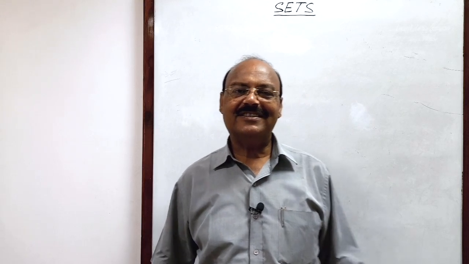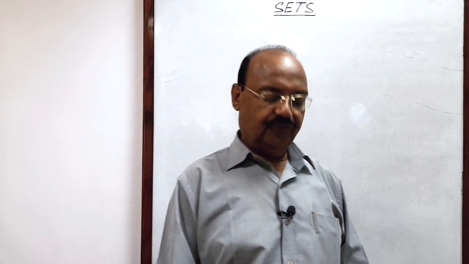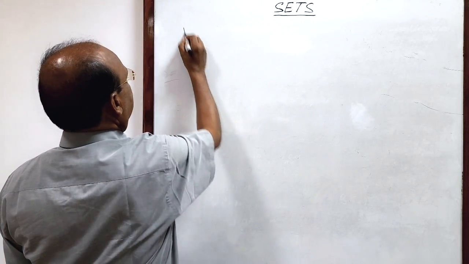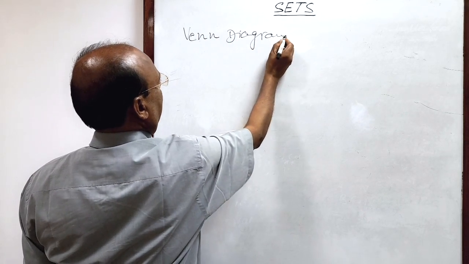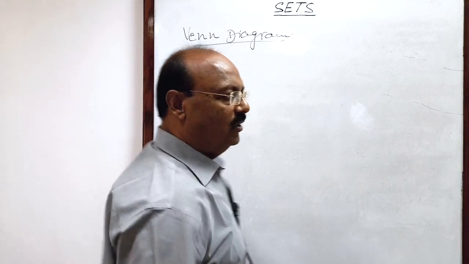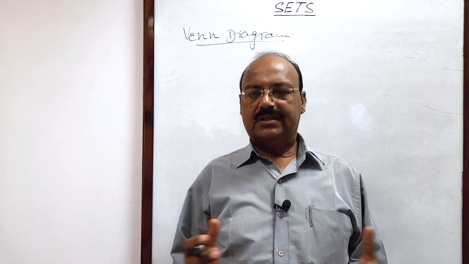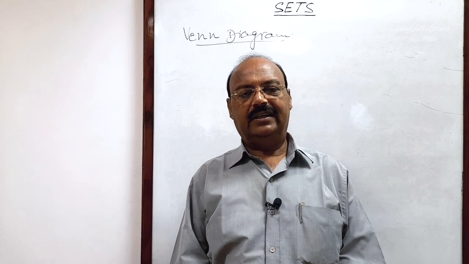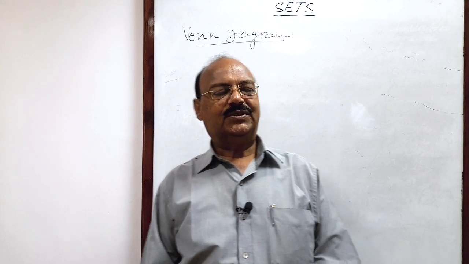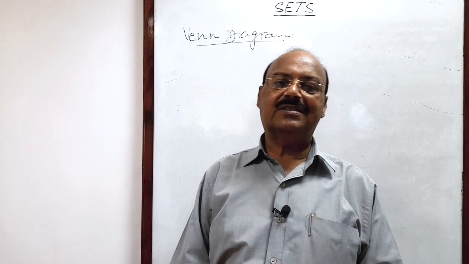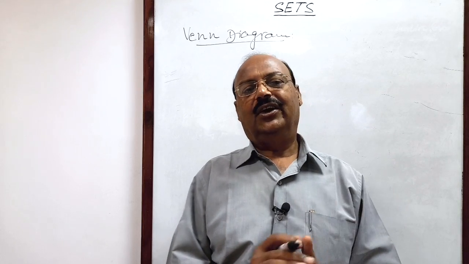Welcome students, let us discuss a very interesting topic from the chapter sets, and this topic is Venn diagram. Okay, this is called Venn diagram. So what is Venn diagram? Venn diagram is a pictorial notation of sets and simple operations of sets. So how to represent sets diagrammatically, that we can see in this topic, Venn diagram.